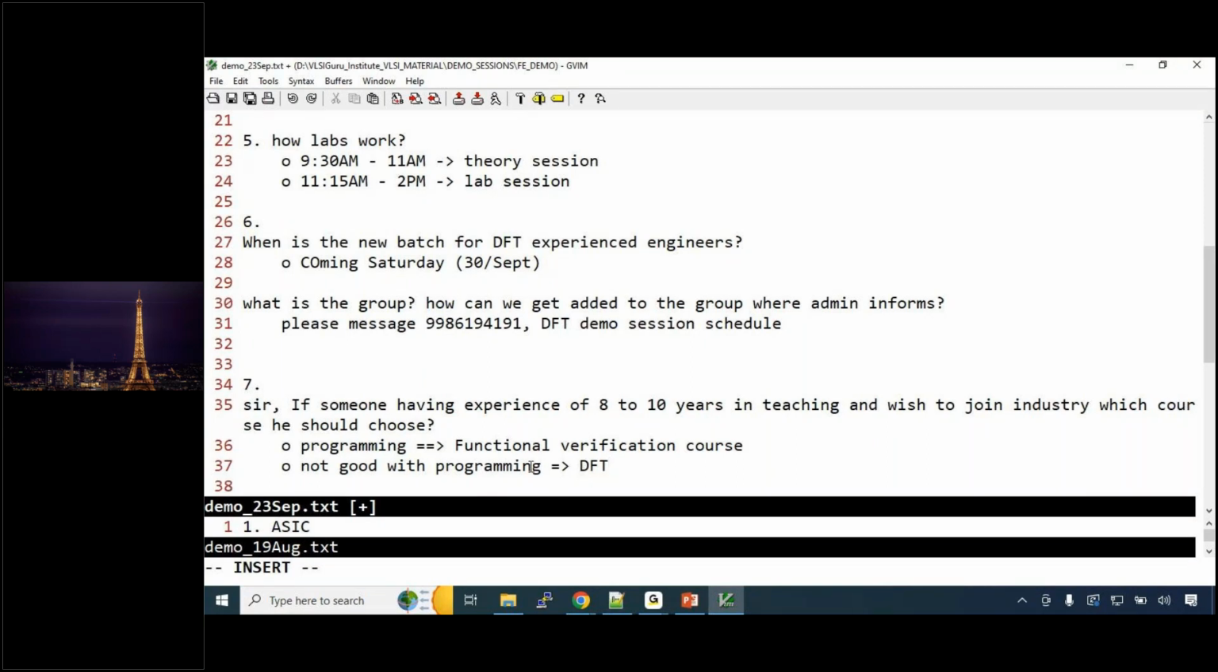Sir, they are asking about DFT also. In some interviews they ask about DFT as well as functional verification, all these things. So better we learn DFT also, no, sir?